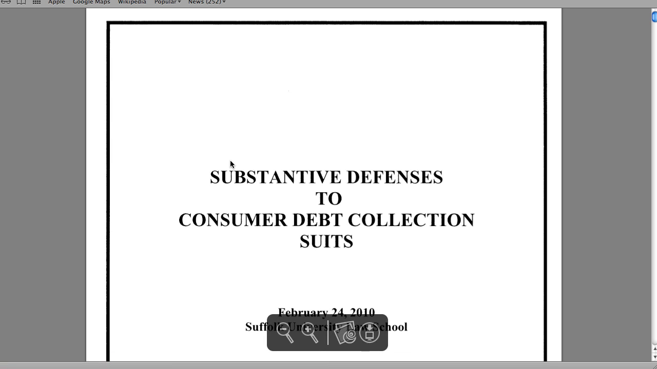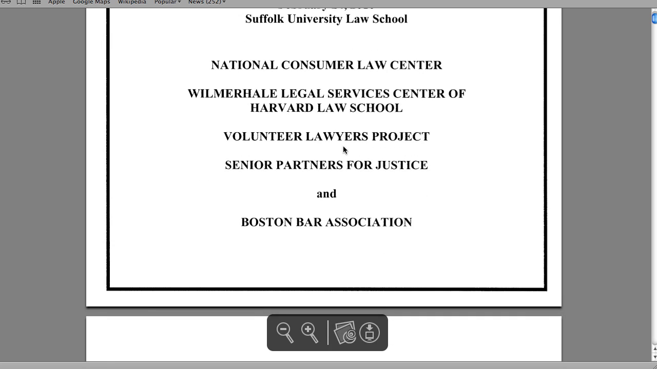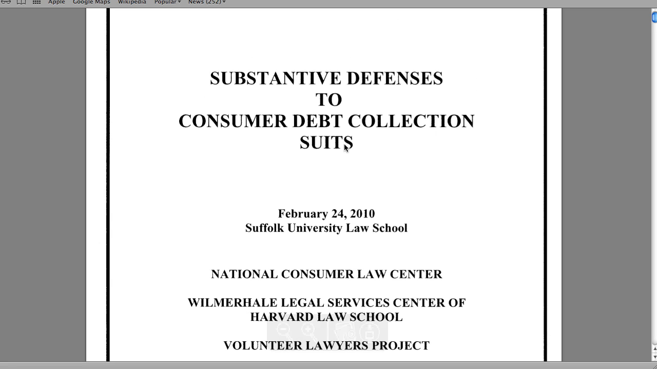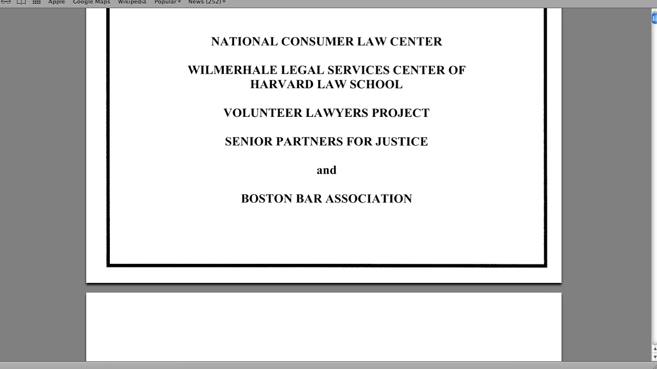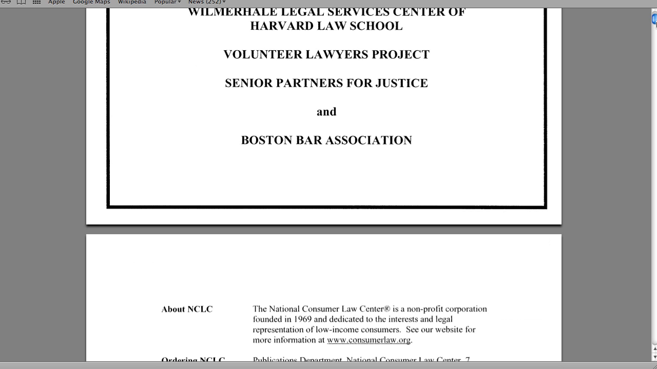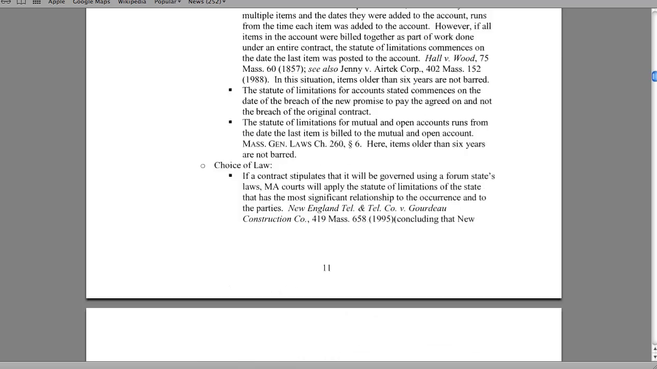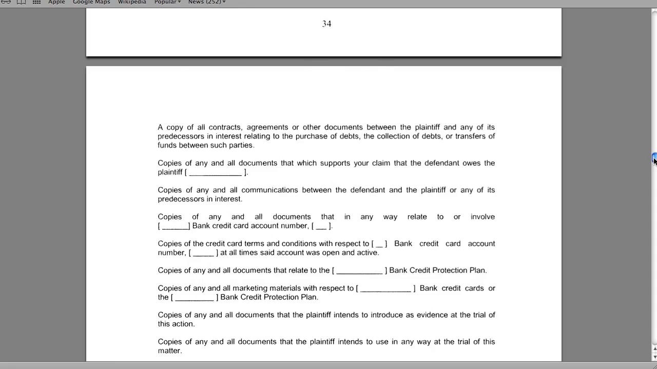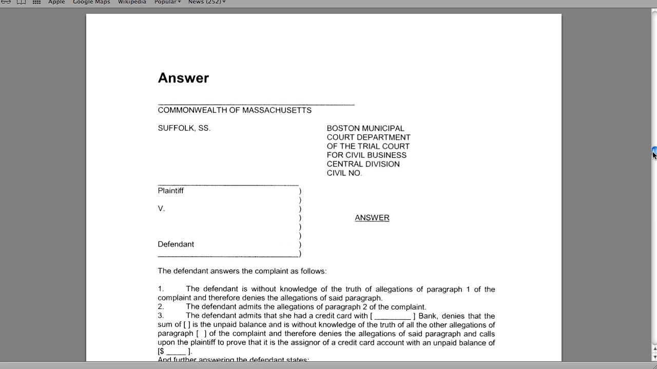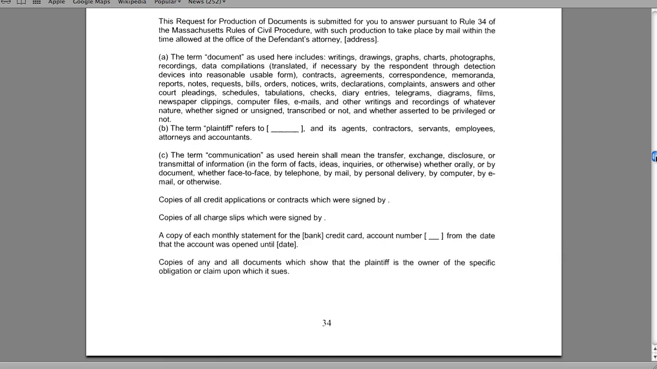Here's something else, substantive defenses. I put this in here because this is also dealing with mostly the Fair Credit Reporting Act. This probably deals with the Fair Debt Collection Practices Act also. But there's a lot of good templates, I believe. I'm thinking at the end of this document, look at that. They got a bunch of different templates to file answers, and they might even have claims, but definitely answers.